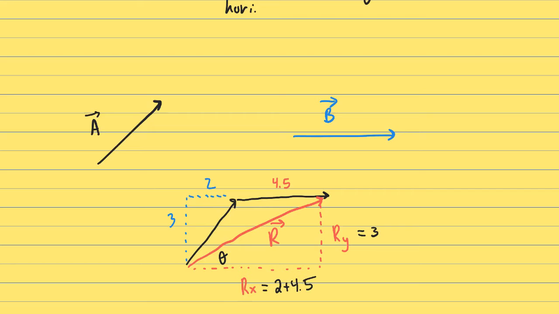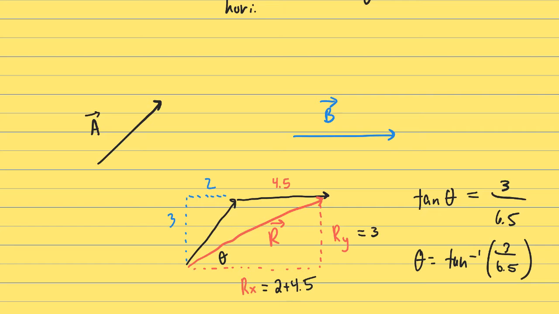How do you find theta? So if I look at theta, I see that this is opposite and this is adjacent. So opposite over adjacent is the tangent function. The tangent of theta equals opposite, which is 3, over the adjacent, which is 6.5. So to find theta, we'll do the tangent inverse of that ratio. That's 3 over 6.5.